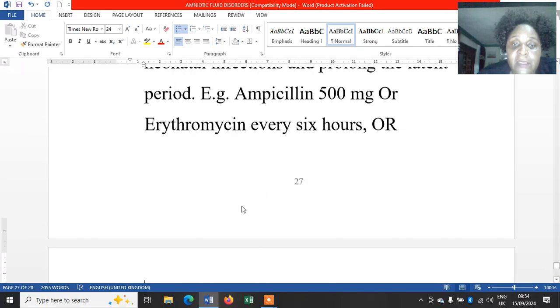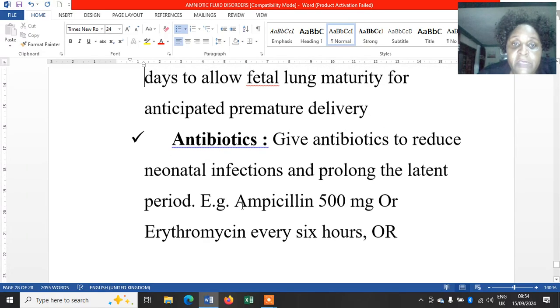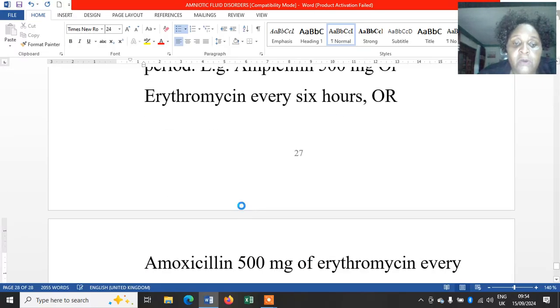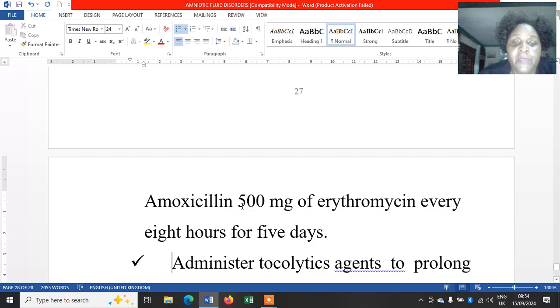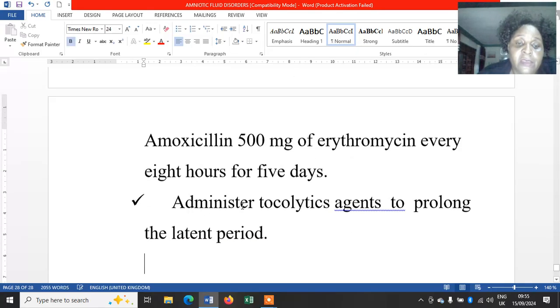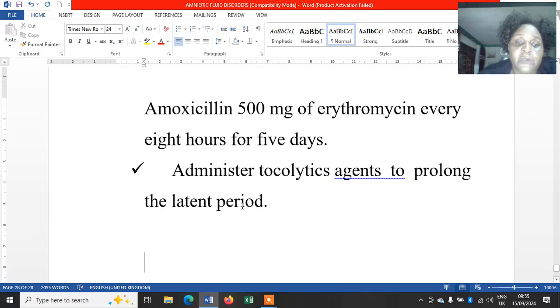Then we also give antibiotics, preferably ampicillin or erythromycin or amoxicillin, in order to prevent infection. So we give it as a prophylaxis. We can also administer tocolytics in order to prolong the latent period.